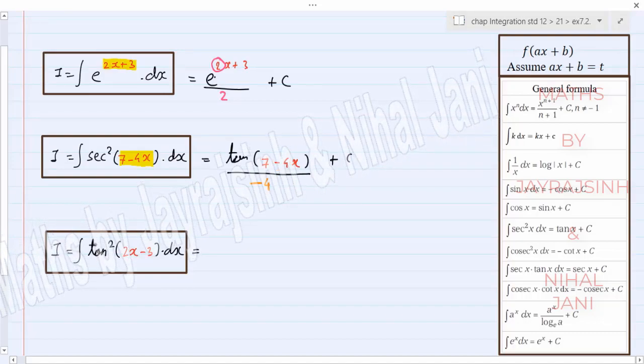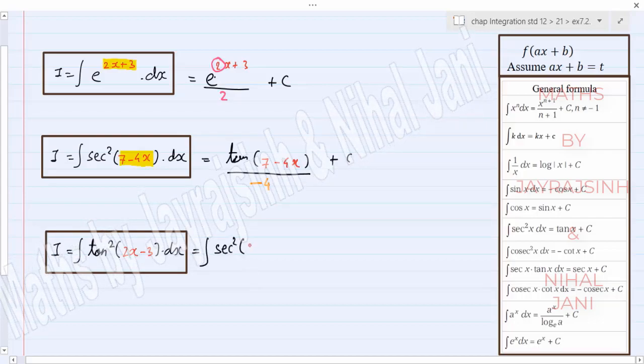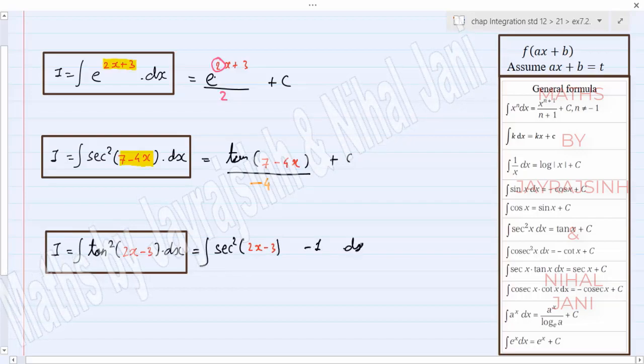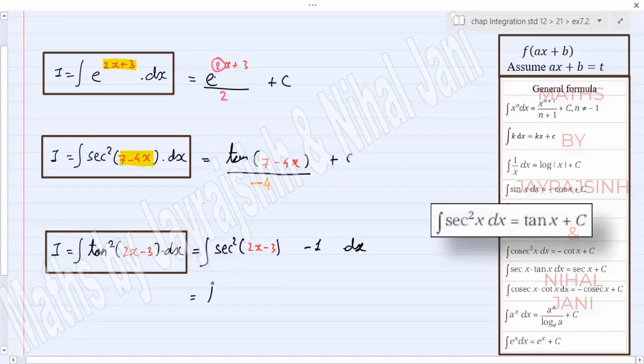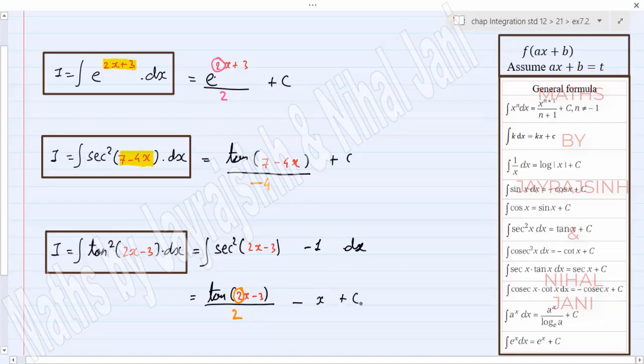Similarly, let's try to solve the integration of tan squared (2x minus 3). To integrate tan squared, we have to convert it into sec squared minus 1. So it will be sec squared of the angle, which is 2x minus 3, minus 1, dx. Integration of sec squared (2x minus 3) is tan (2x minus 3) upon the coefficient of x, which is 2, minus the integration of 1, which is simply x, plus c.